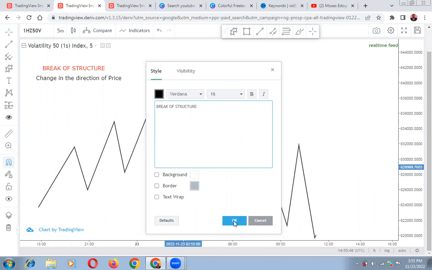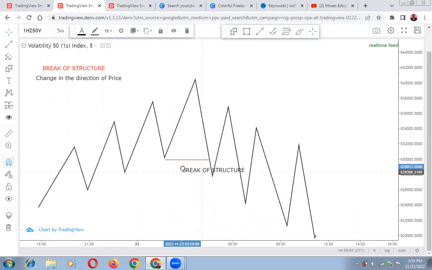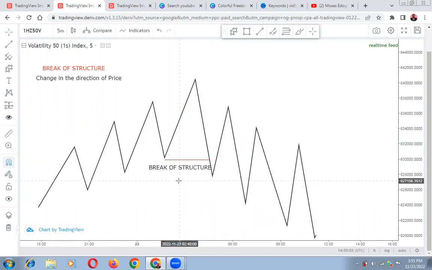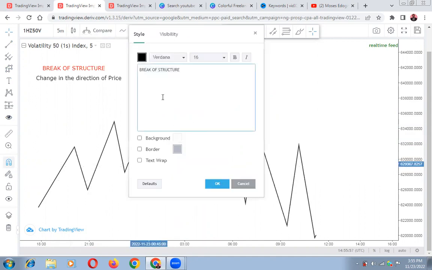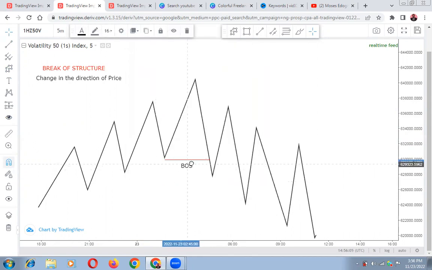Break of structure. So whichever way is your break of structure, I think I just put the BOS so that it's not too long. This is your break of structure. This is what it means.